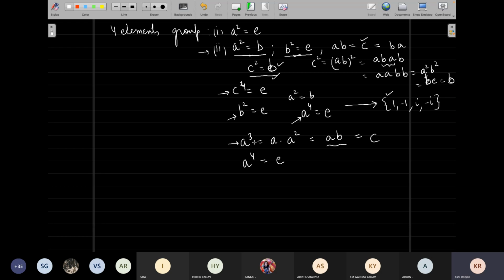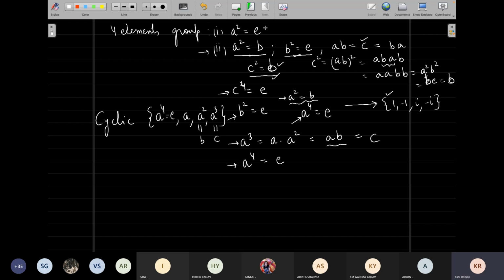So what is A cube? A cube turns out to be C. What is A square? A square turned out to be B. What is A4? A4 turns out to be E. So what kind of group structure is this? Sir, cyclic. A4 is equal to E, then A square, then A cube, where A square is nothing but B, and A cube is nothing but C. So one of the possible group structures for a 4-element group is what we have come up with, which is cyclic.